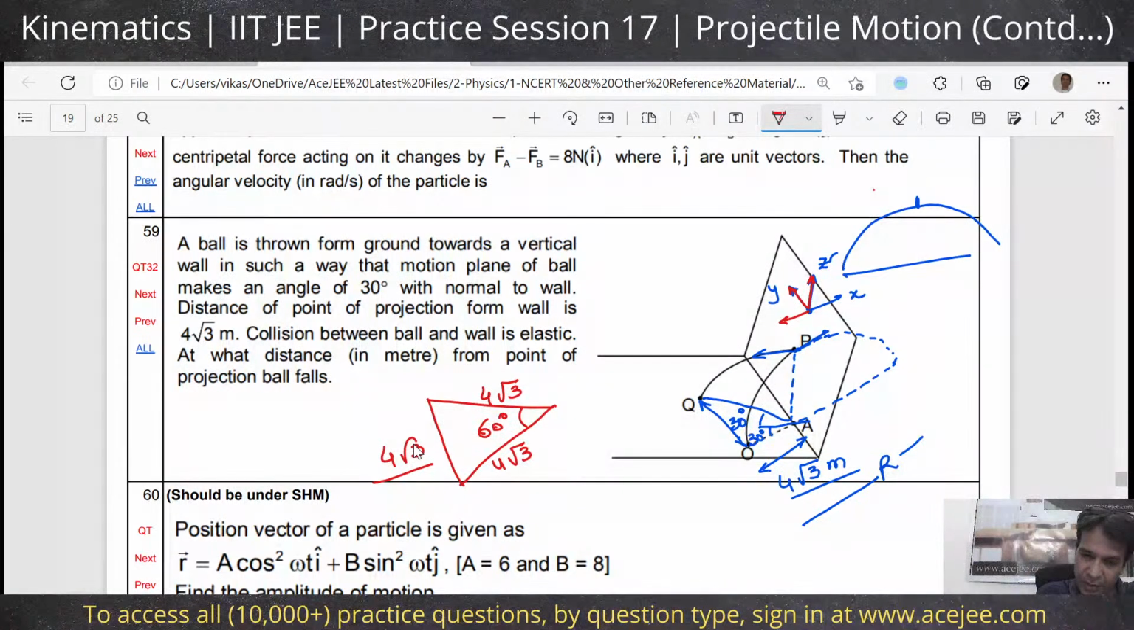Sir, because it is not from where it hits the... Right. And whenever they provide just the distance, it typically is the shortest distance. In which case, if this is 4 root 3, then OA will be how much? So we have, this is 30 degrees. So OA cos 30 is 4 root 3. So OA is 8. In that case, yes, it will be 8. But the rest of the logic is the same.